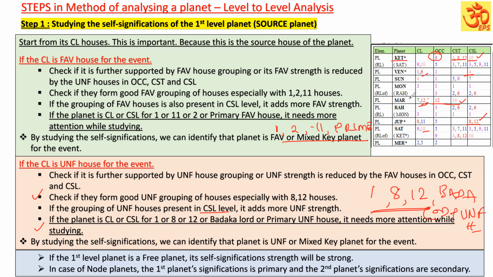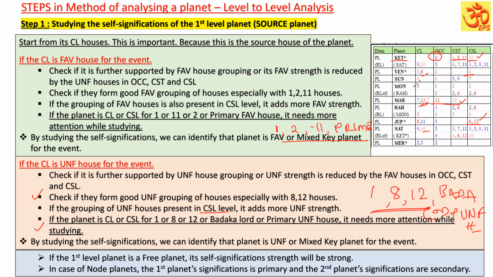So we have to keep in mind, when we are studying the self-signification of a planet, whether the planet is having Lagna or the second house or 11th house or a primary favorable house for the event, then we have to give more attention. Similarly, if it is having Lagna or 8th house or 12th house or Badhaka house, or the unfavorable primary house for the event, we have to be more careful while studying.